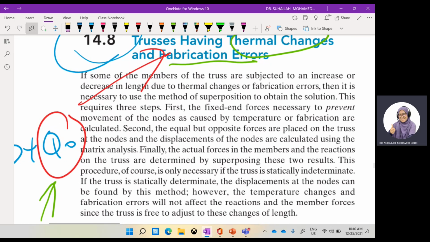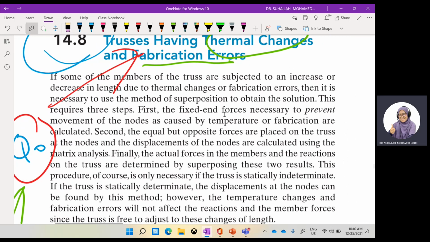Okay, let's go to this. If some of the members of the truss are subjected to an increase or decrease in length due to thermal changes or fabrication errors, then it is necessary to use the method of superposition to obtain the solution. This requires three steps. First, the fixed-end forces necessary to prevent movement of the nodes, as caused by temperature or fabrication, are calculated.